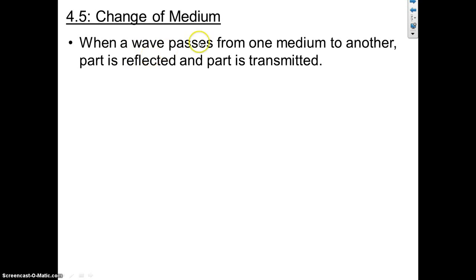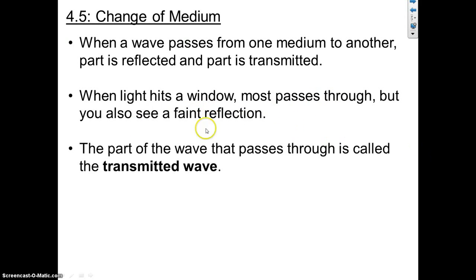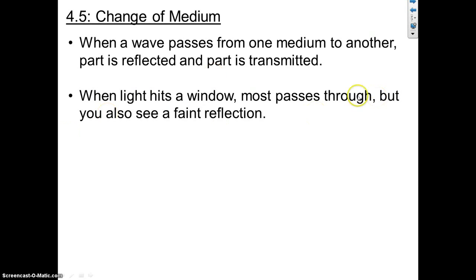When a wave passes from one medium to another, part of the wave is reflected, and part of the wave is transmitted. So this is evident when you look at a window, right? Most of the light passes through a window, but some of it will reflect off to produce a faint reflection. That's why you can see yourself in a window. You can see the faint reflection of yourself in a window, but someone on the other side could still see you as well. Some of the light is being reflected back to you, and the rest is being passed through to them, so they see you.